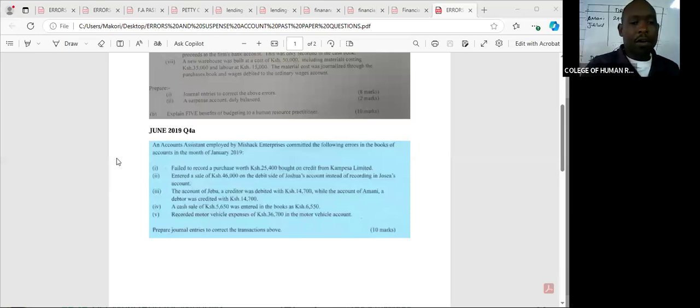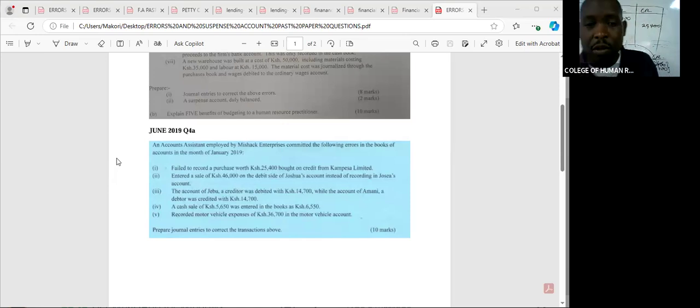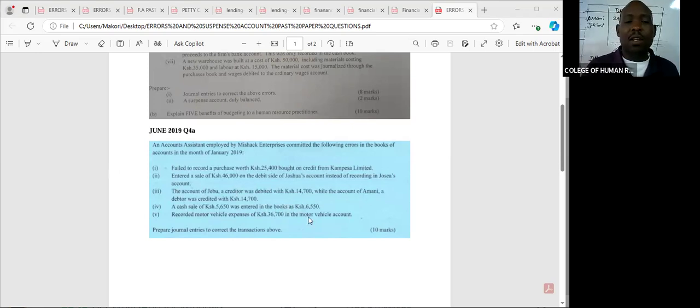Then number 4, a cash sale of 5650 was entered in the books as 6550. So that is what we call an overcast, but that overcast is affecting both accounts because we are told it has been entered in the books. In the books means that both the account to be debited and the account to be credited were recorded with 6550. So take 6550, you minus the correct amount, 5650, then you realize that the difference, which is the overcast, is 900.